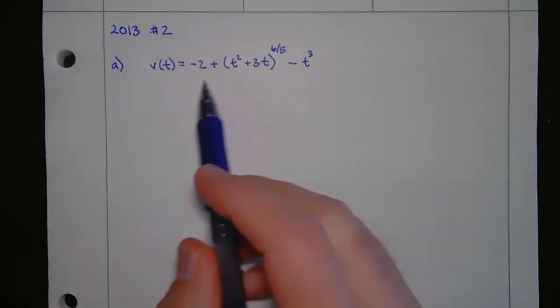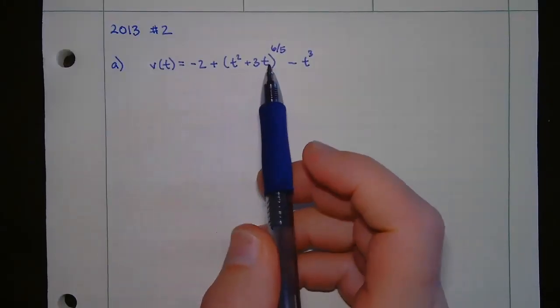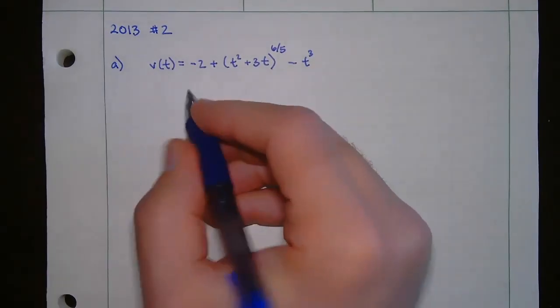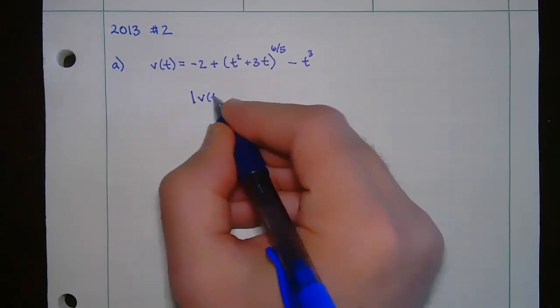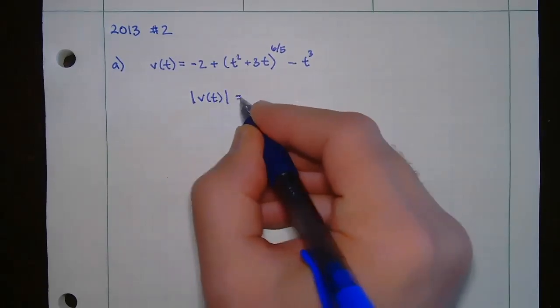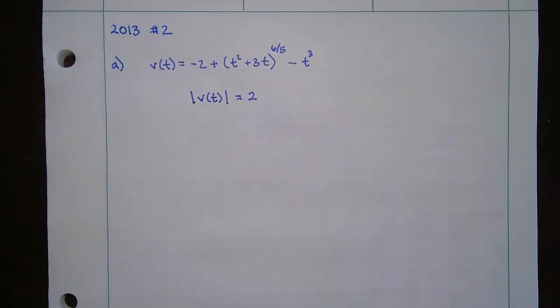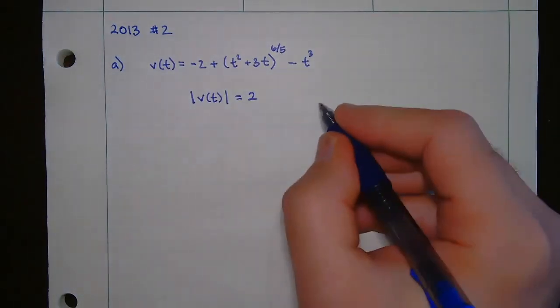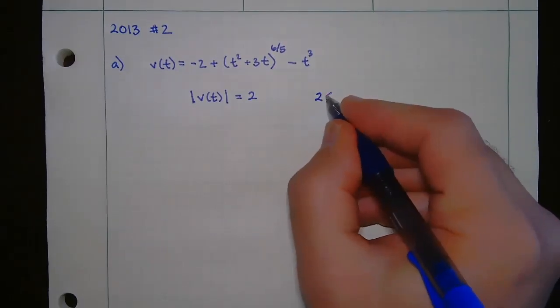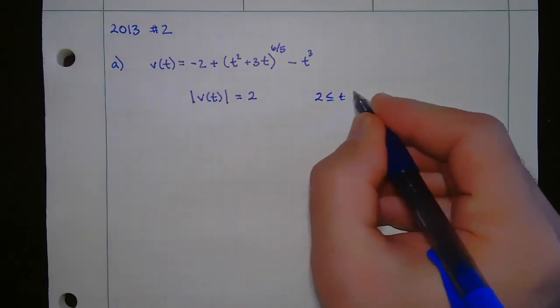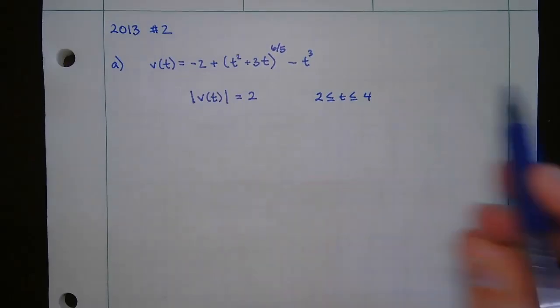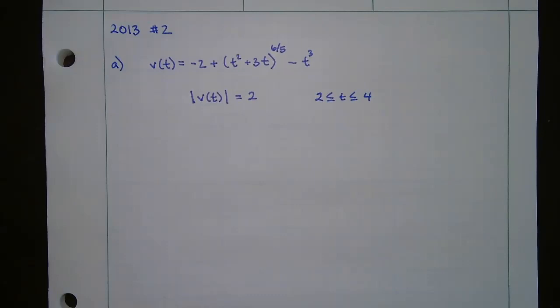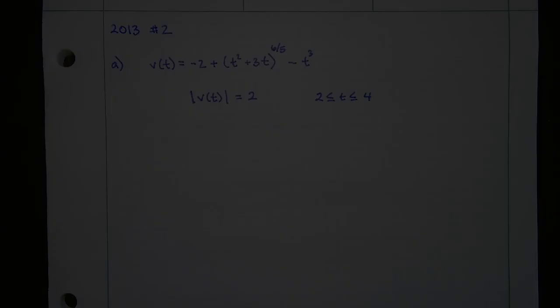Okay, so in part A, I went ahead and wrote down the velocity function, okay? And so what we want to do is solve the absolute value of v of t, and we want to know when this is equal to 2, okay? So I'm going to put the velocity function into my calculator, and we're looking for where 2 is less than or equal to t and t is less than or equal to 4. So we're looking between 2 and 4, okay? So I'm going to go to my graphing calculator and we're going to solve this on that.